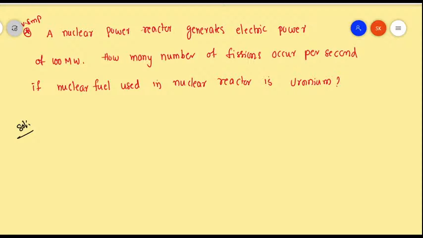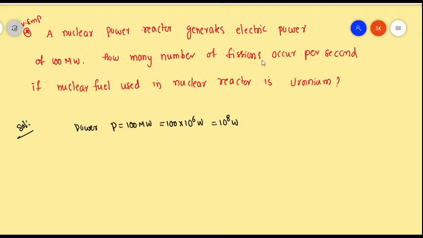What they gave in the question, first you have to write. A nuclear power reactor generates electric power of 100 megawatts. Means the power they gave was 100 megawatts. Power P is equal to 100 megawatts. This you can convert into watts also. 100 into mega means 10 power 6 watt. You will get 10 to the power of 8 watt.